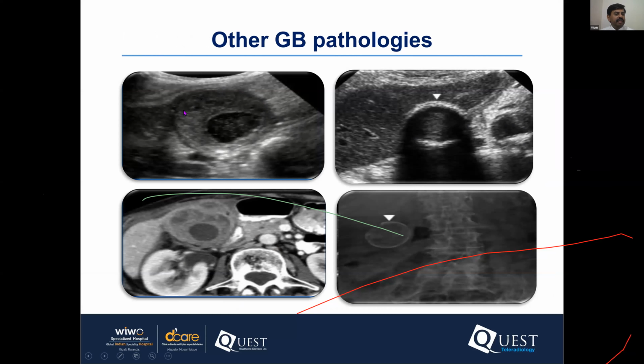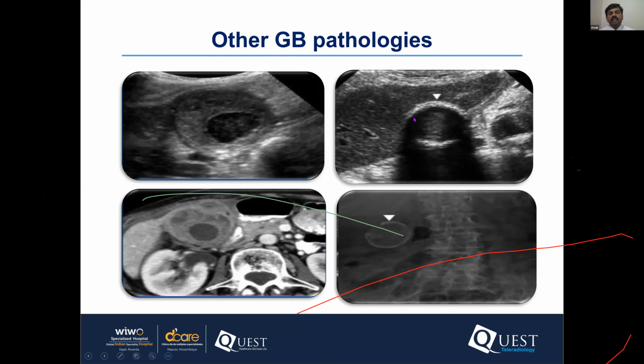Coming to other gallbladder pathologies, we can see xanthogranulomatous cholecystitis. Again, this is a continuous low-grade inflammation of the gallbladder containing calculi, which forms cholesterol-containing hypoechoic areas on ultrasound, and hypodense areas on CT. This is again a benign condition and needs to be differentiated from other malignant conditions.